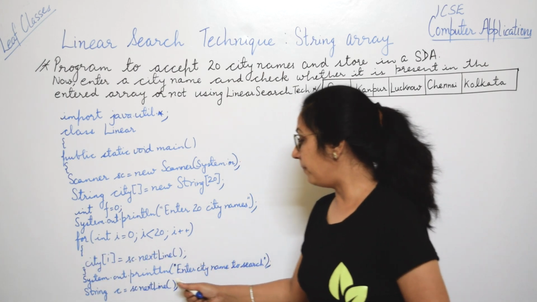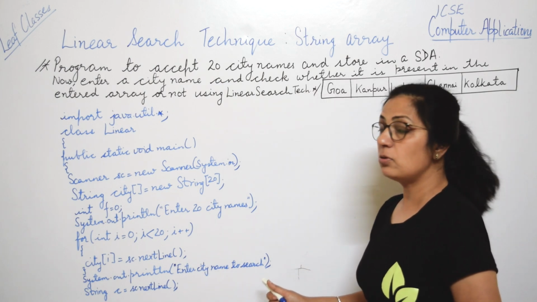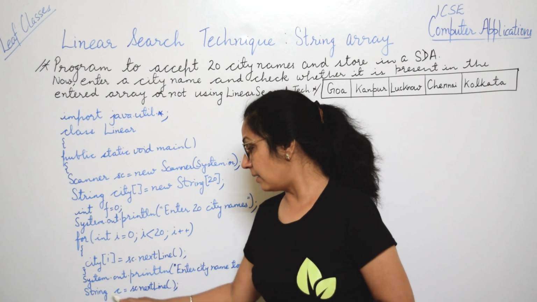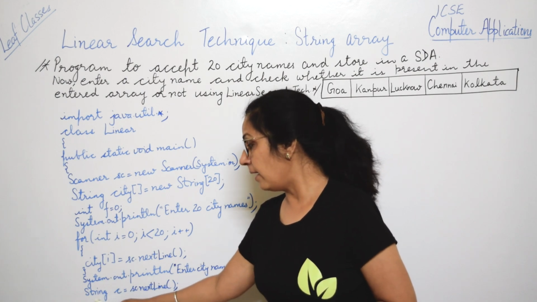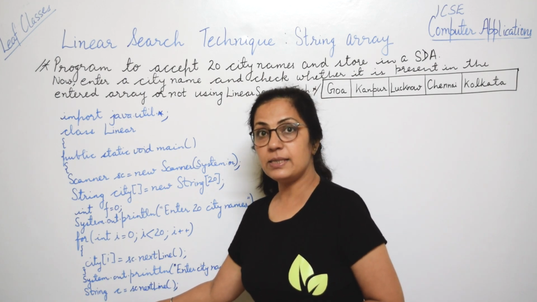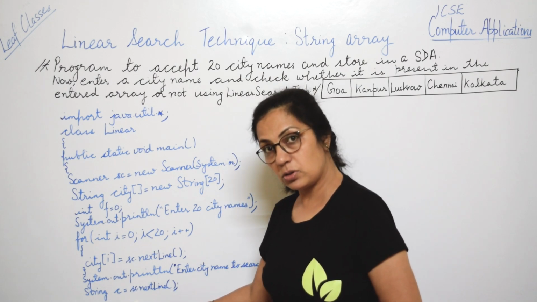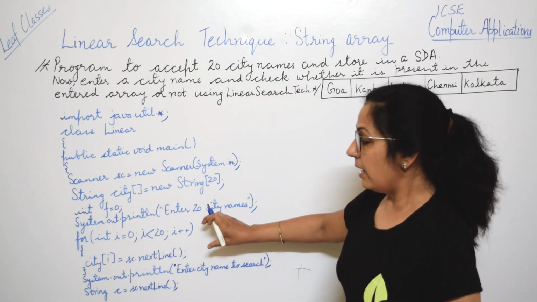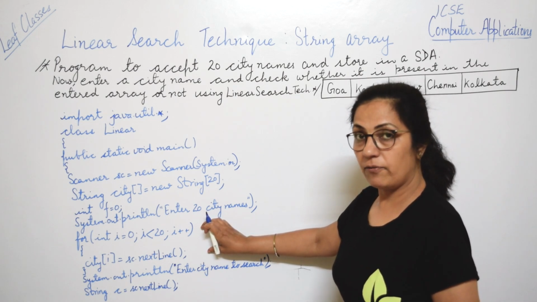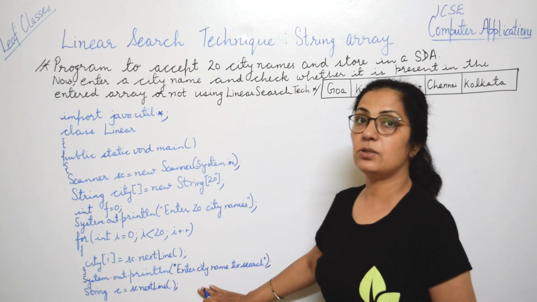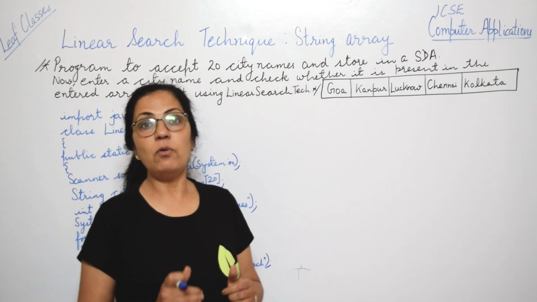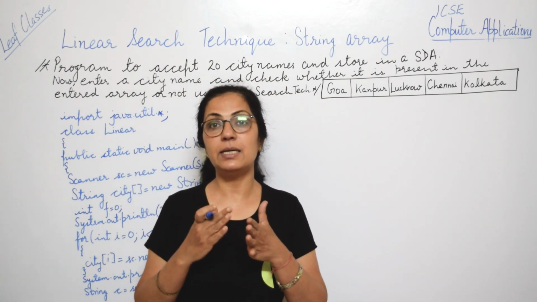Then we have given the print statement, enter city name to search. Which city name you want to search in the array? Then in one variable C I have taken that variable also, obviously string type, because I want to store a string value, sc.nextLine(). So here we have entered the array using a for loop and entered one city name in one variable. Now we have to start the linear search.